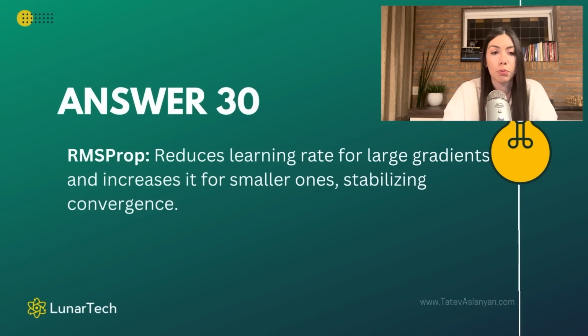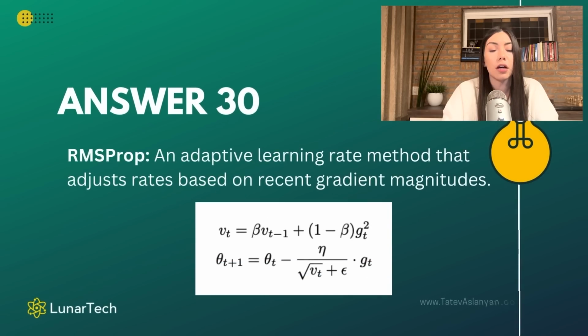So RMSProp uses this decay rate, which you can see here too, this beta, which is usually a number around 0.9, and it controls how quickly this running average forgets the oldest gradients.